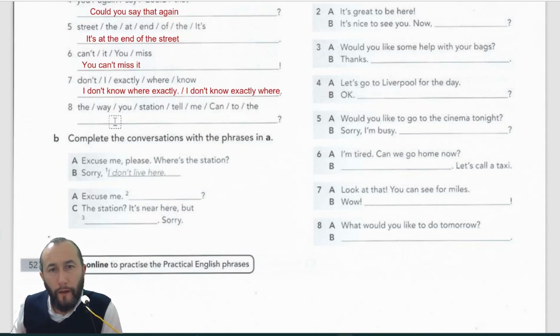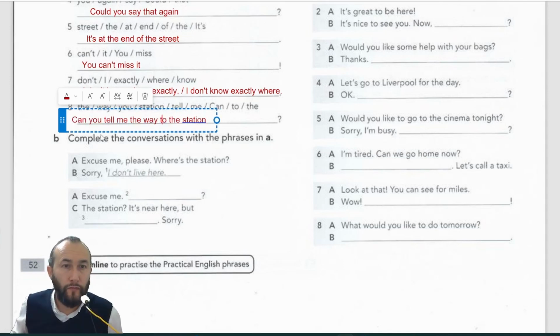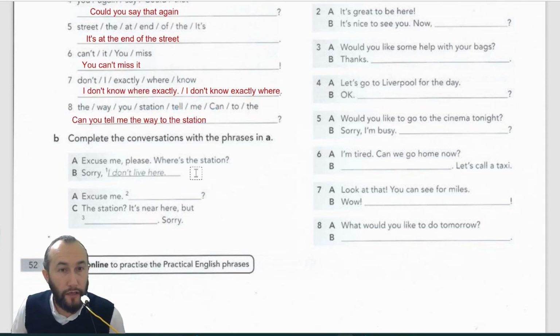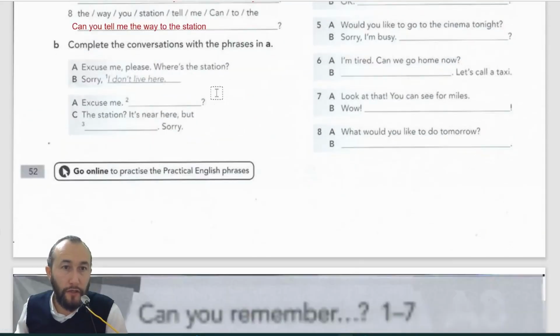Number 8. So that's a question. So we're going to start with can. Can you tell me the way to the station? Right. So can you tell me? Can you tell me the way to the station? Right now, can you tell me the way to the station? All right. So we're moving to exercise B.